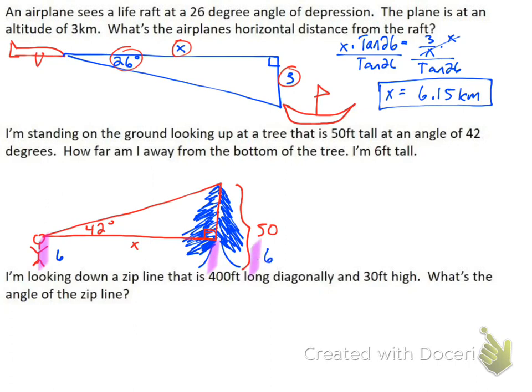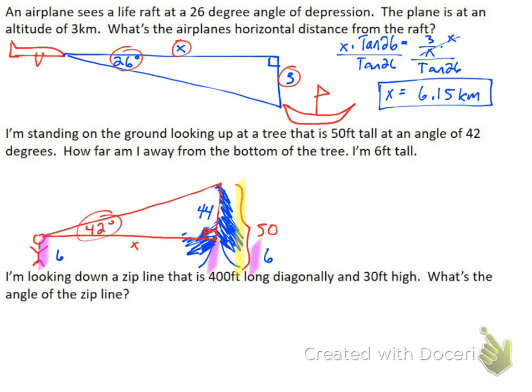So if the entire thing is 50 going all the way up, and 6 is how tall I am, to figure out what this distance is right here, I'm going to take 50 and subtract 6. And so just this piece right here of the triangle is going to be 44.